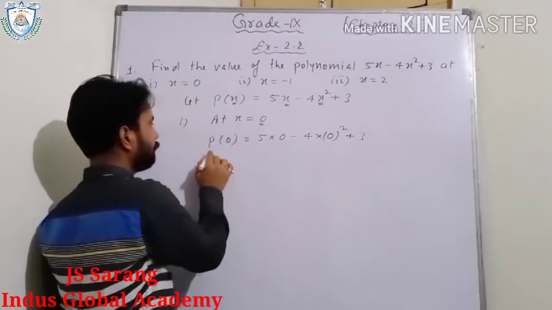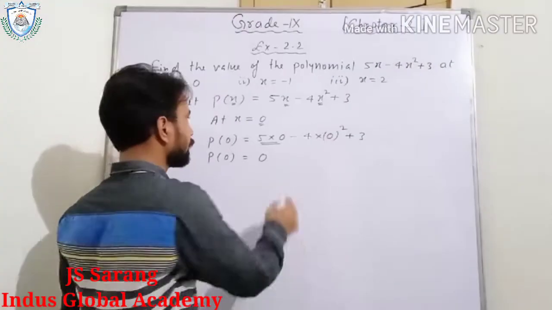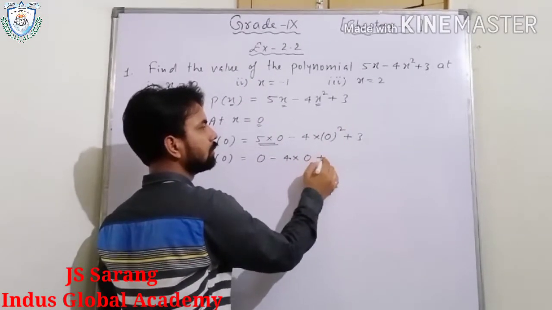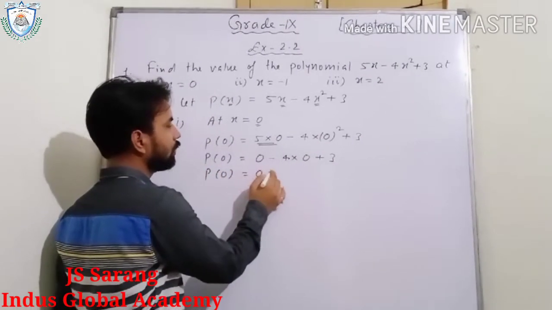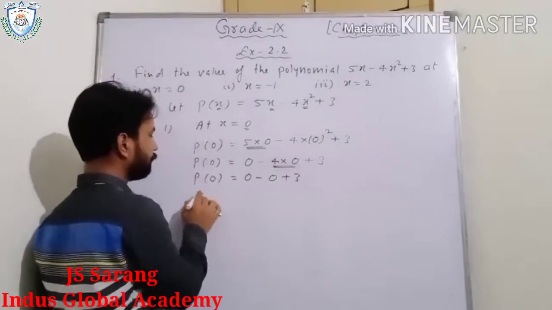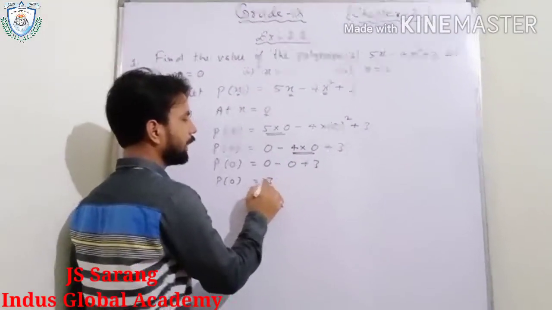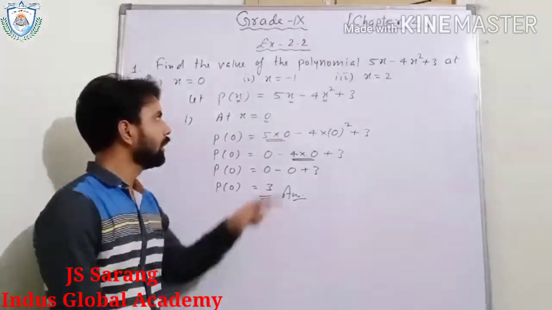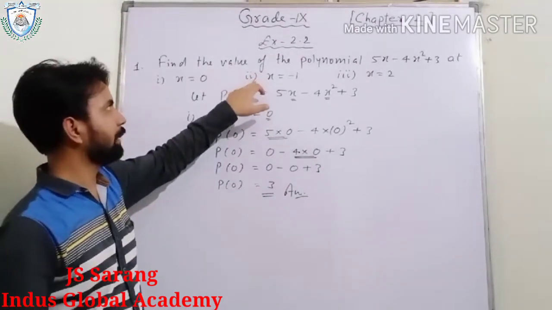Now see, p of 0 equal to 5 into 0, we will get 0, minus 4 into 0 square, 0 square is also 0, plus 3. Now p of 0 equal to 0 minus 4 into 0, 0 plus 3. So p of 0 equal to 0 minus 0 is 0, 0 plus 3, we will get 3. So this is the answer. This is the value of this polynomial at x equal to 0. Understood? Okay. Now I am explaining you the second part.